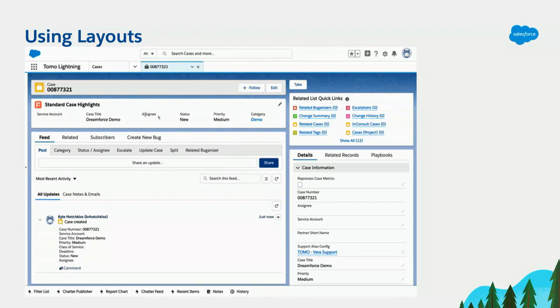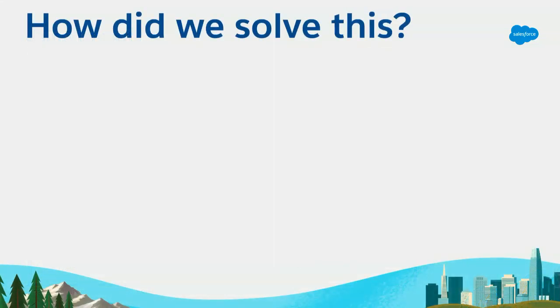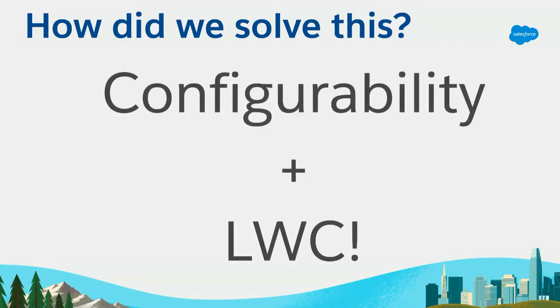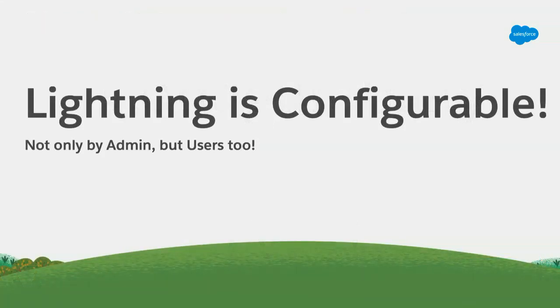And that's something that in Aura we weren't able to do that quickly. We were able to build fast, but not that quickly. And so, again, we solved this using configurability and Lightning Web Components by building a configuration layer that powers our Lightning Web Components in order to provide rich interfaces for our users. And I want everyone to get out of this that Lightning is configurable, and it's not only the out-of-box solutions that can be configurable, but it can be your custom solutions as well.